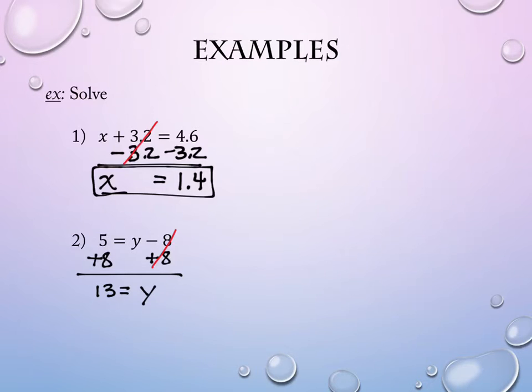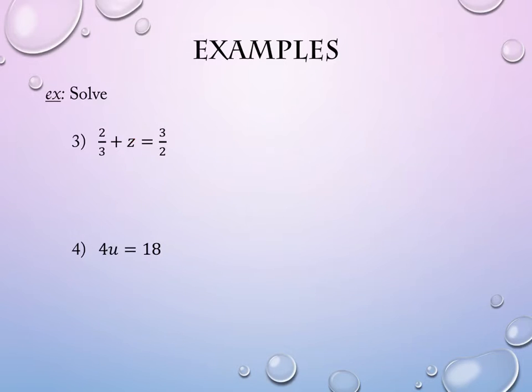It's perfectly fine for you to leave this written as 13 equals y. If that bothers you, you can rewrite it as y equals 13. That's fine too. It does not matter. Now, the first one was a decimal and the second one was a whole number. But we can do this with any type of number.